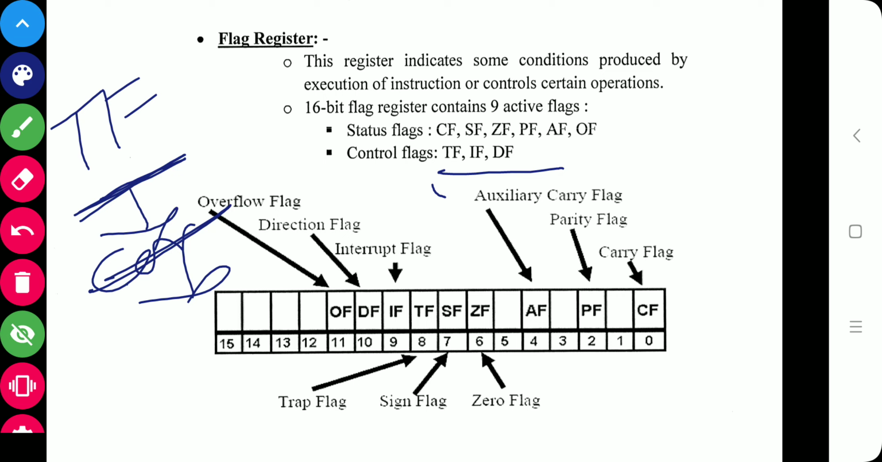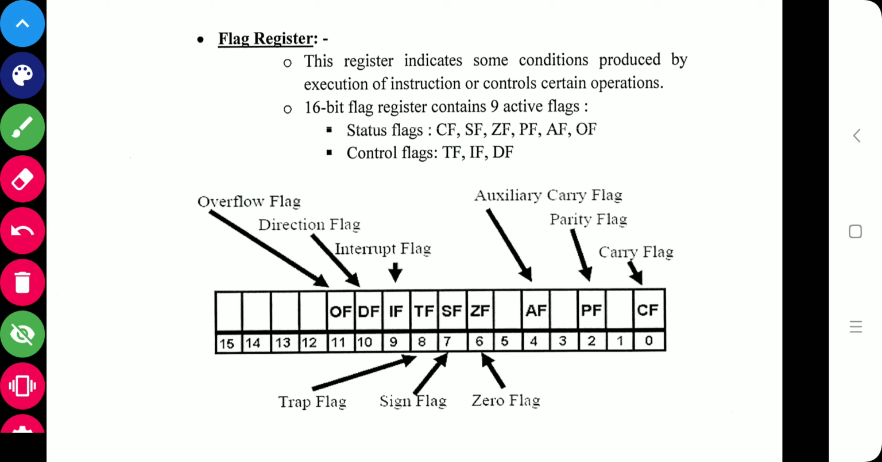If they are correct, then execute the next instruction. Means here only one instruction is executed, and after one instruction all the contents of registers and memory locations are checked. If they are correct, then only it executes the next instruction. That is called single stepping. The trap flag is used for single stepping. When the trap flag is 1, then the 8086 operates in single stepping.